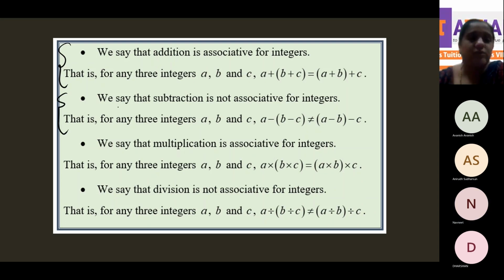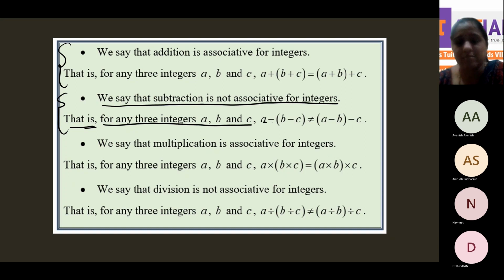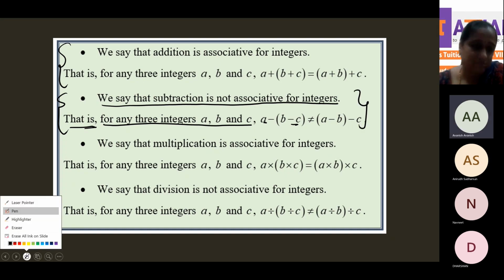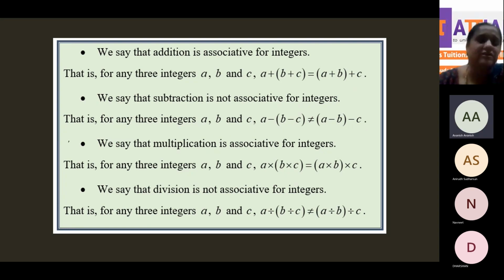Now look at this one. We say that subtraction is not associative for integers. What do you mean by that? That is meaning for any three integers a, b, and c, (a − b) − c is not the same as a − (b − c). Didn't I explain this? Same thing. That is what I've written here. Exactly what I told you is here.